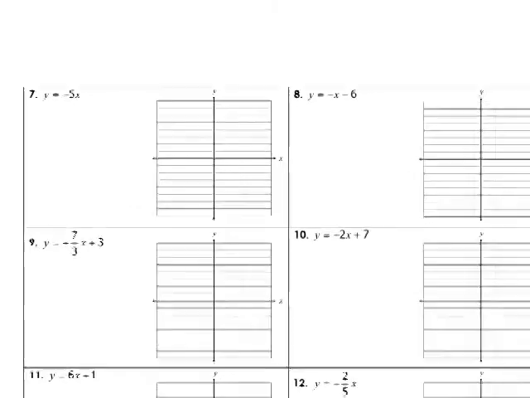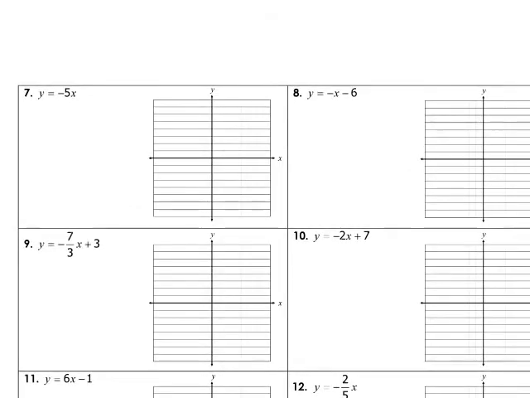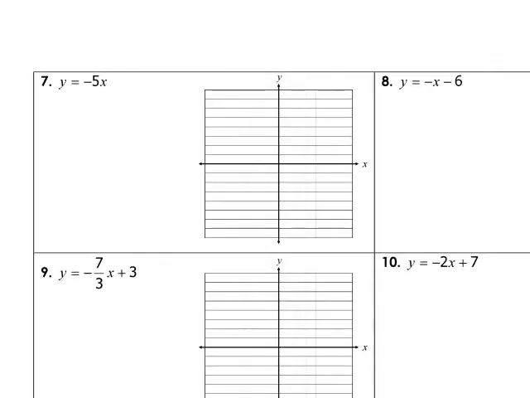Okay, so number 7. What do we do when there is no plus b? Well, we want to start here at the origin. When there's no plus b, you start smack dab in the middle of the crosshairs.